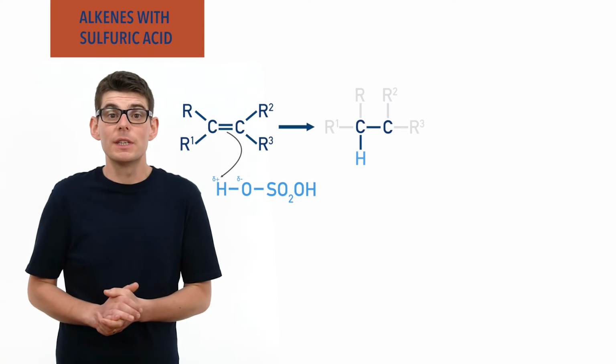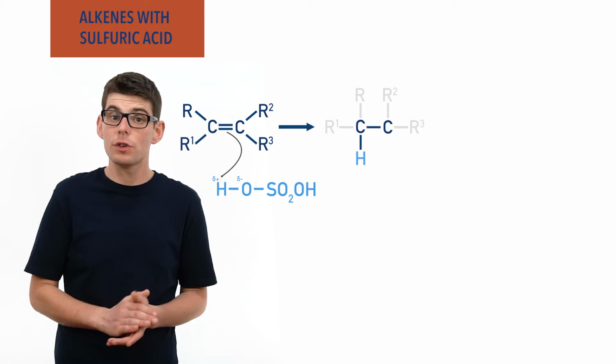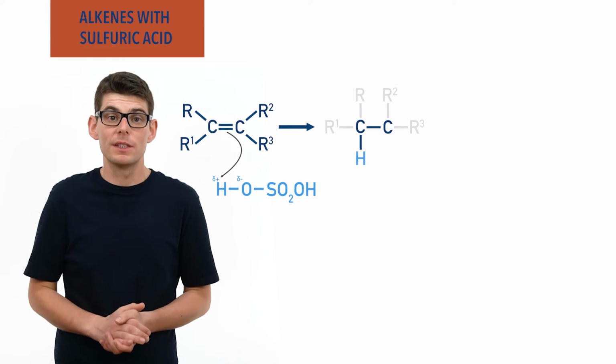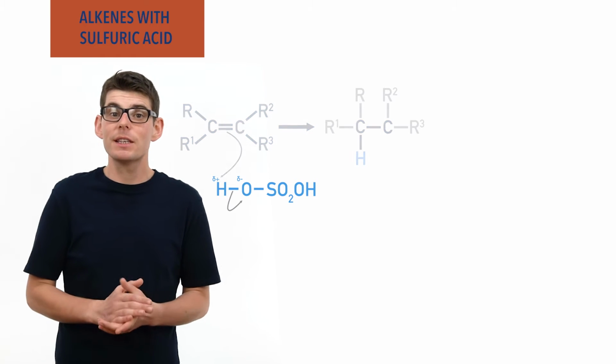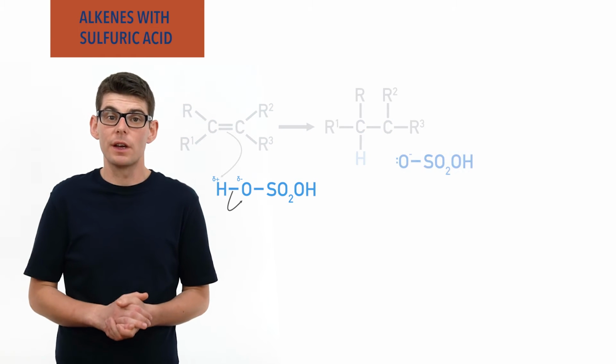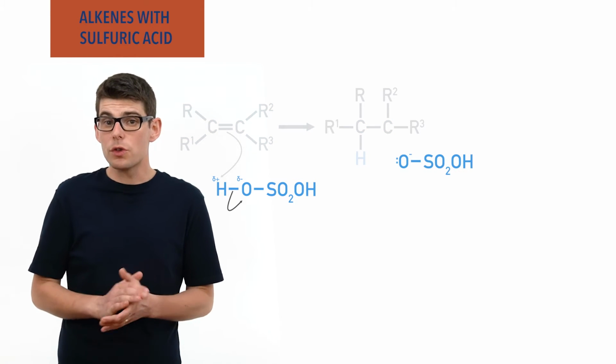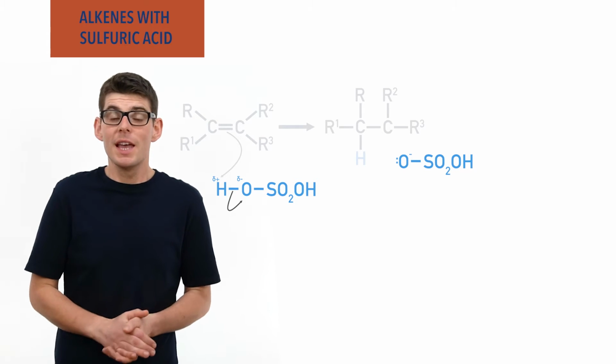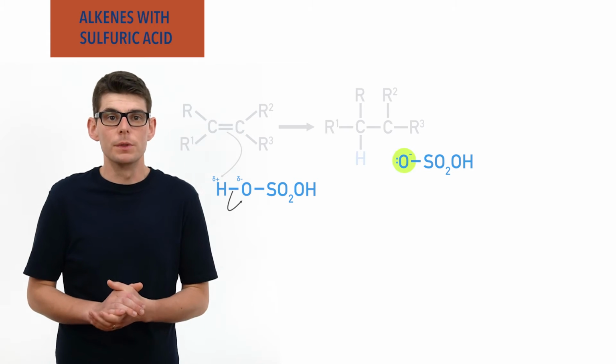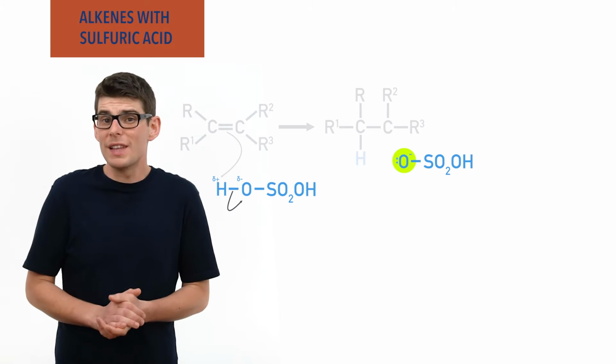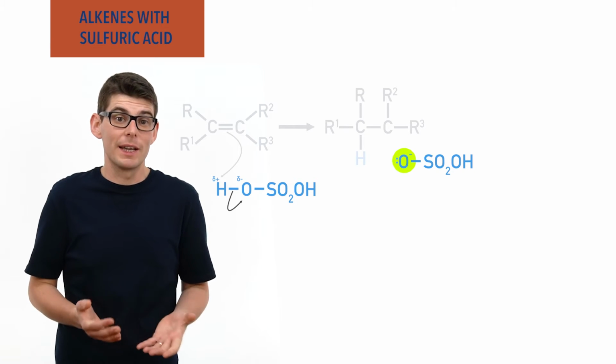As this happens, the electrons in the bond between the hydrogen and the rest of the sulfuric acid will break, leaving a negatively charged hydrogen sulfate ion behind, with the oxygen previously bonded to the hydrogen getting a new lone pair of electrons. The reaction now just proceeds as expected for an alkene.